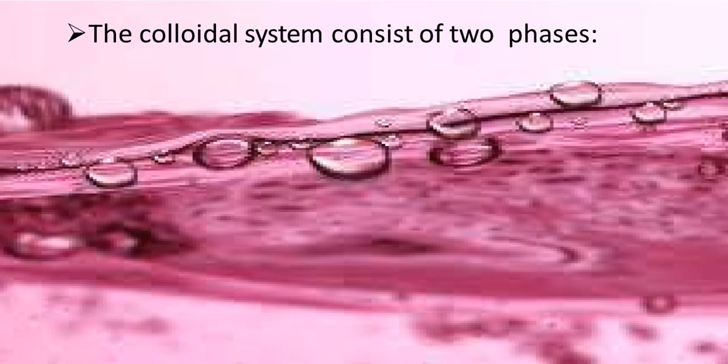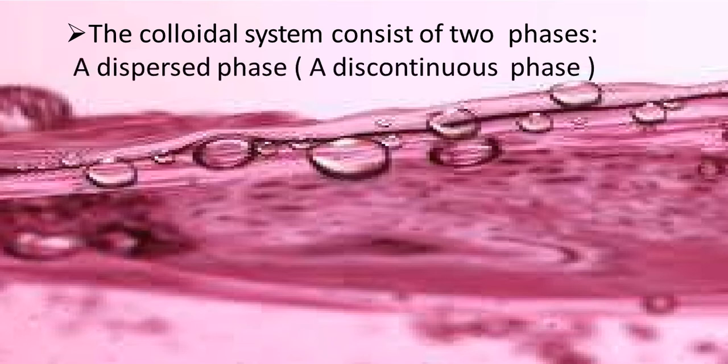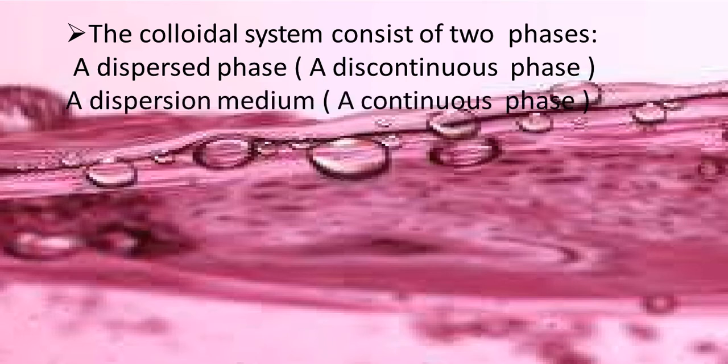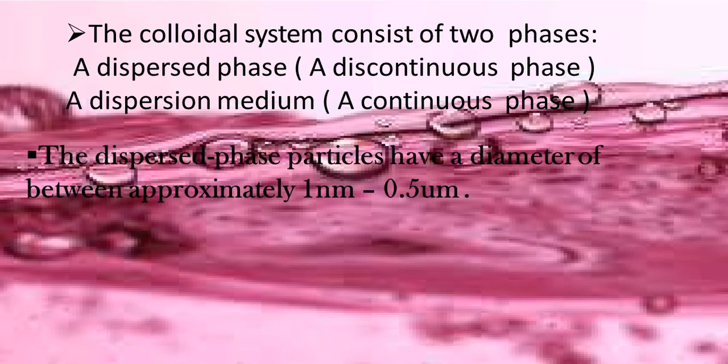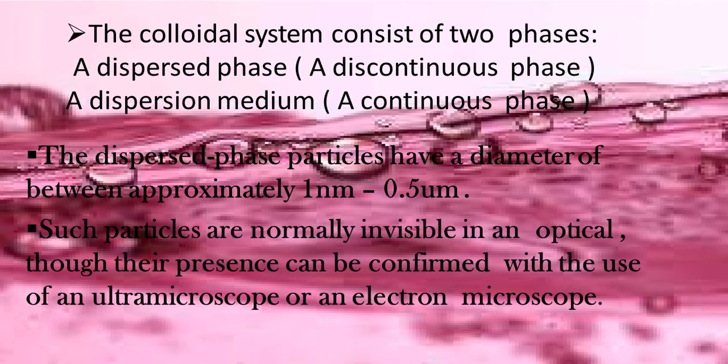The colloidal system consists of two phases: the dispersed phase, a discontinuous phase, and the dispersion medium, a continuous phase. The dispersed phase particles have a diameter between approximately 1 nanometer and 0.5 micrometer. Such particles are normally invisible in an optical microscope, though their presence can be confirmed with the use of an ultramicroscope or an electron microscope.